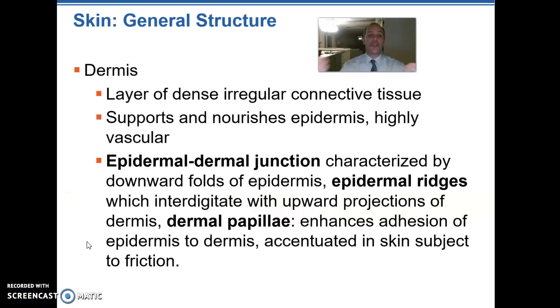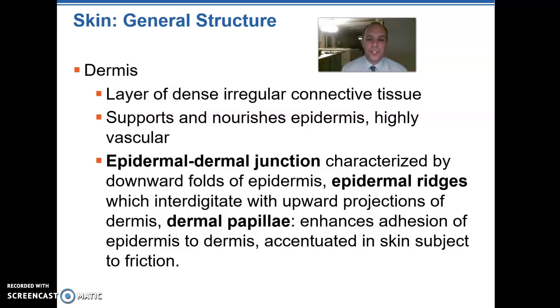Following the epidermis, you have the dermis. The dermis is the layer of dense, irregular connective tissue. It supports and nourishes the epidermis. It's highly vascular. Vascularized means blood vessels. Okay, so the dermis is vascularized. The epidermis is not. So, picture yourself falling down and scraping your hand, and your hand does not bleed. If you take off the top layer of your skin, it's not going to bleed. It doesn't have blood vessels. But the dermis, the layer right below, does. That's why that one bleeds.